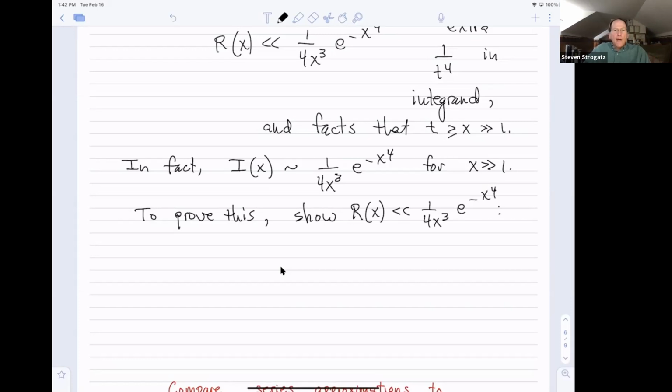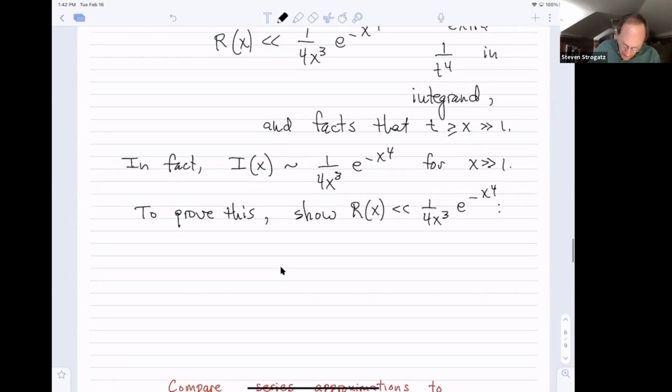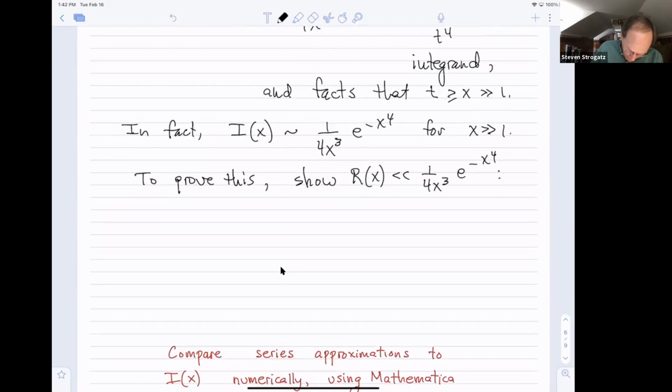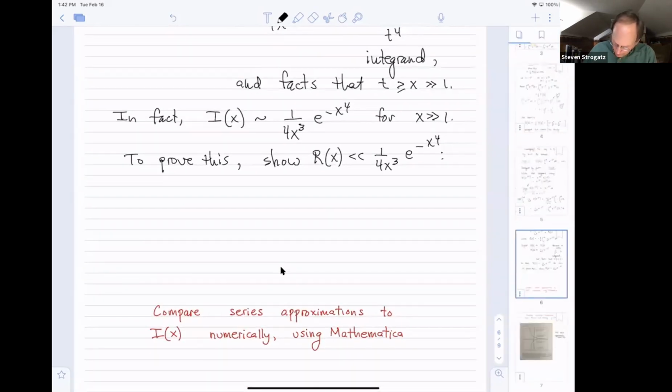Okay, and so to show that, let's estimate the size of the remainder. I see I have a little note to myself here. I want to compare my asymptotics to the exact results in Mathematica. I will do that momentarily, but I think I might need another page of notability here. So I'm going to add a page.